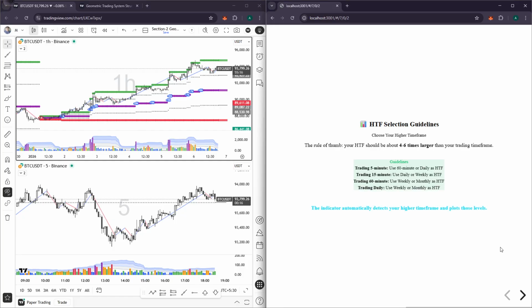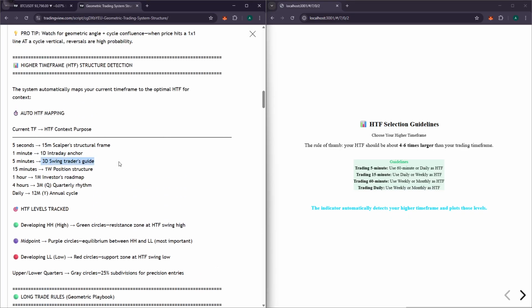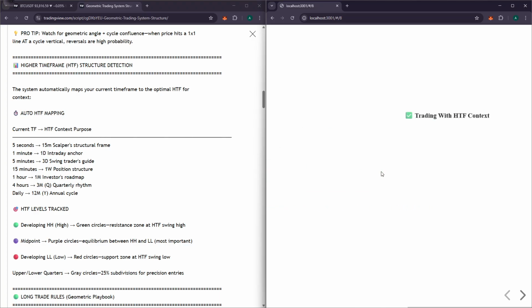So most of the time, the indicator automatically detects your higher time frame and plots those levels. For instance, if you're in 5 minutes, it will plot the three day highest high and lowest low. If you're in 15 minutes, it will plot the highest high and lowest low of that week. The dynamic highest and lowest low.